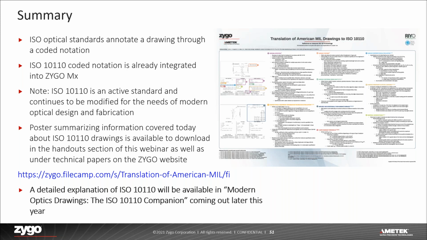Wrapping up, ISO 10110 uses a coded notation for defining an optical element. This coded notation is key to the power of ISO 10110. Zygo's MX software has implemented some of the coded notation used in ISO 10110. This is to simplify complexity for users in checking their surface figure or form against the stated tolerances. As a note, these standards are constantly evolving through global input in TC 172. These changes are being done to better serve the optical community. A recent example is the creation of a separate standard for freeform surfaces, ISO 10110 Part 19.